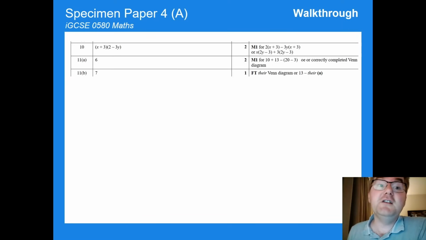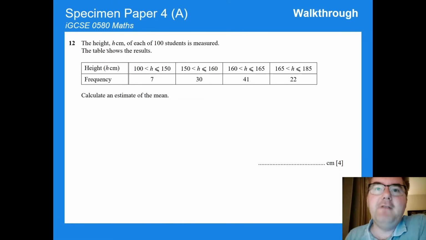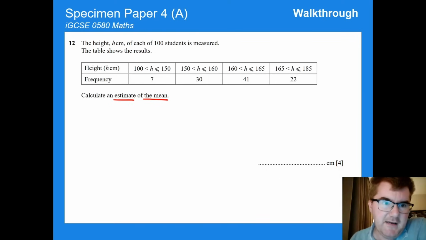So those are the answers for question 10 and 11 here. On to question 12, and this is a very typical question for calculator papers, so now just the paper 4, for iGCSE 0580 Maths. And that is this phrase, estimate of mean. As soon as I see estimate of mean, there are 2 things that I always do.